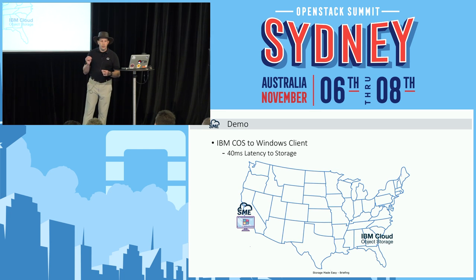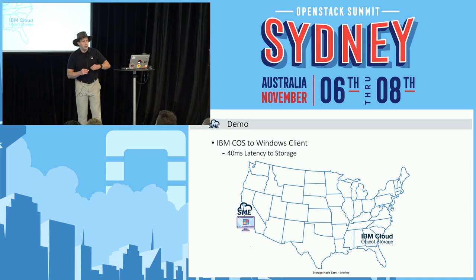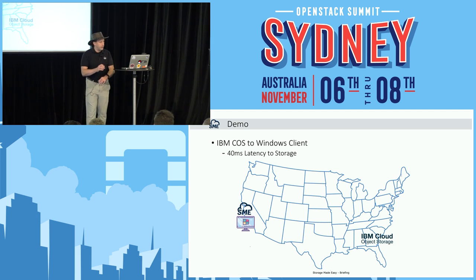And so for the second part of the demo, what I'm going to show you is an IBM COS system. Now this COS is in SoftLayer, is publicly exposed. It's in what we call US South, so it's somewhere around Atlanta. And what we're going to have is a Windows client. We're going to have our file fabric still running in that same rack in San Francisco and pull the data across the country, still get the acceleration benefits.